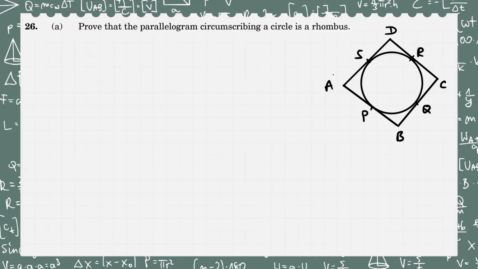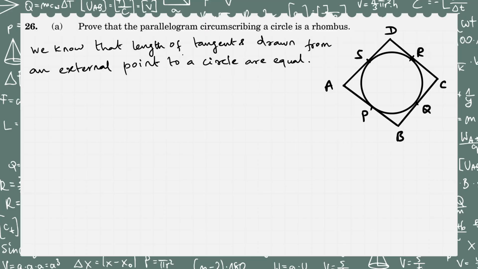Okay. Now let us see how we can prove this. And we are going to use a theorem here. The theorem will be: length of tangents drawn from an external point to a circle are of equal length. Okay, let us write this. Always whenever we are using a theorem, we need to mention the statement without fail. Okay, so let us do that.